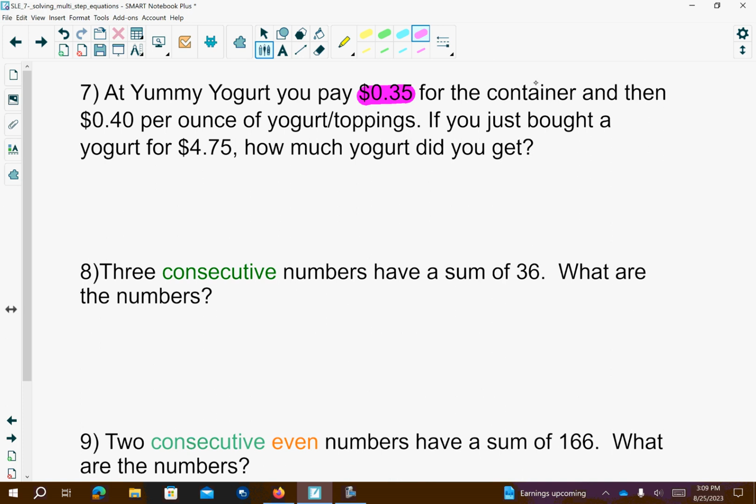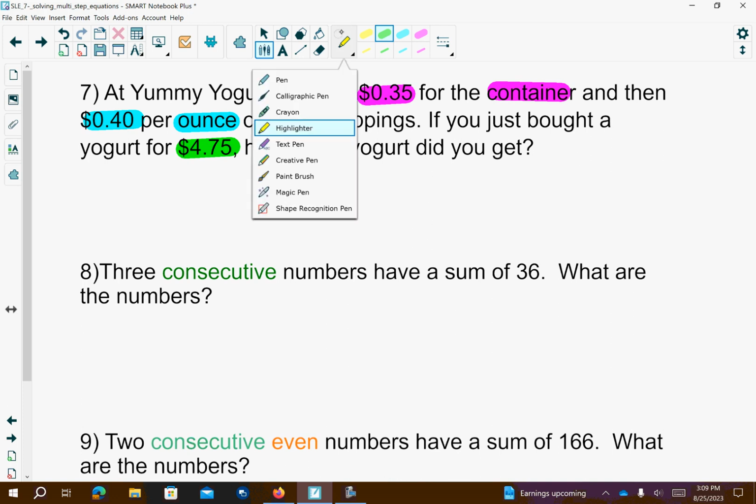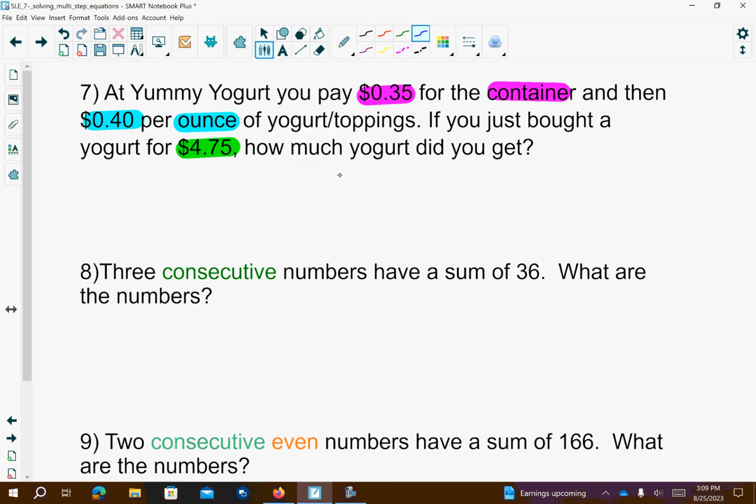So 35 cents is just for the container or the cup. And then we're going to pay 40 cents for each ounce, and that includes your yogurt and your toppings. And we spent a total of $4.75. So let's see if we can work this out. So 40 cents per ounce plus the 0.35 equals $4.75.